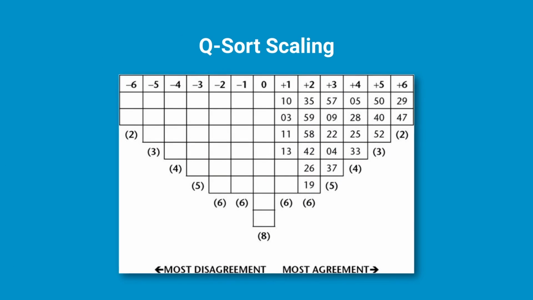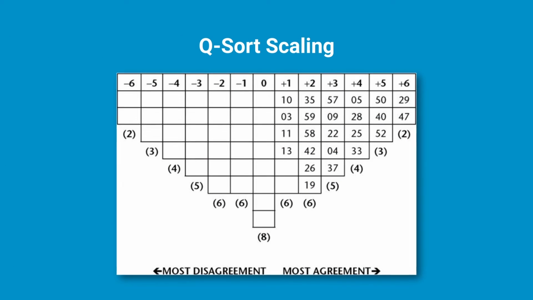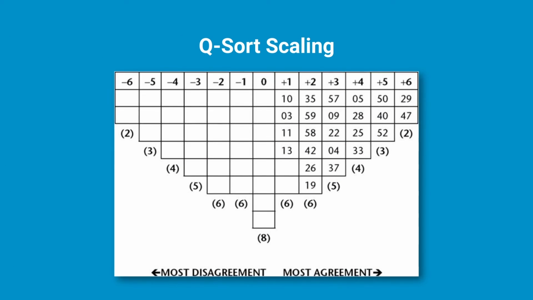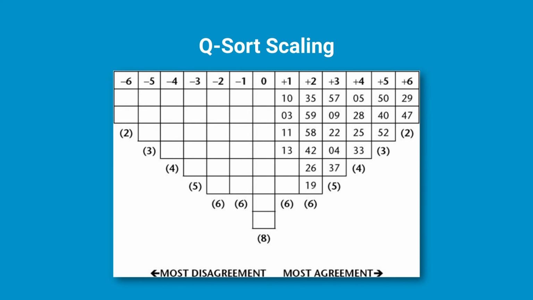Now, if you look at the image of how this Q sort scaling looks, on the left is the most disagreement and on the right is the most agreement. If somebody scored +6, he most agreed, so he has given the highest weightage to that particular statement. On the other hand, if you most disagree, you give -6. So from 0 to -6 and from 0 to +6: most agreement is 0 to +6 and most disagreement is 0 to -6.